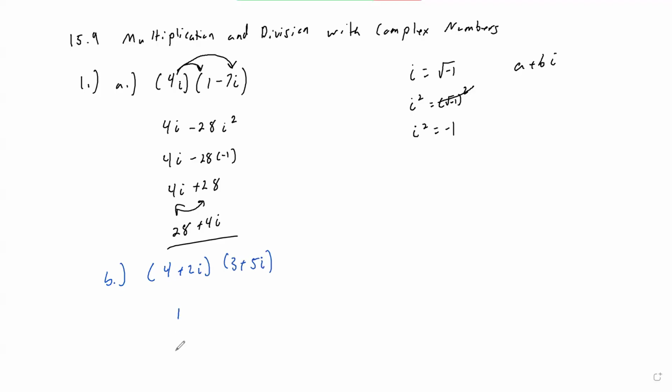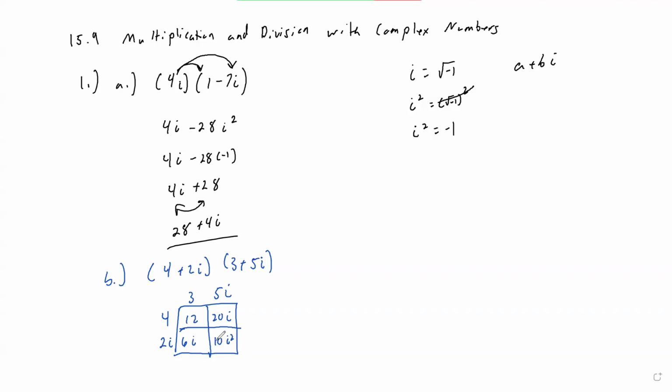And you can FOIL or box method this, doesn't matter to me. I'll do some box method since I've been doing a lot of foiling lately. So 4 and 2i, 3 and 5i. So 4 times 3 is 12. 4 times 5 is 20i. 3 times 2 is 6i. And 2i times 5i is 10i squared, which we now know is negative 10. So I'm going to scratch that out completely.